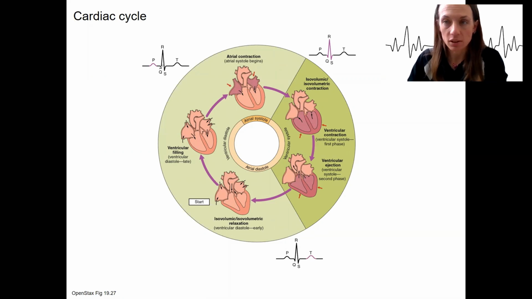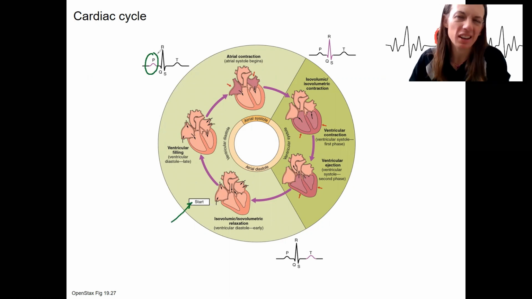And this is a cycle. This is the cardiac cycle. So it goes around and around and around. We're going to start with a P wave, even though this one says start here. We're going to start with this atrial contraction because that's where we started our EKG. So I think that makes sense.